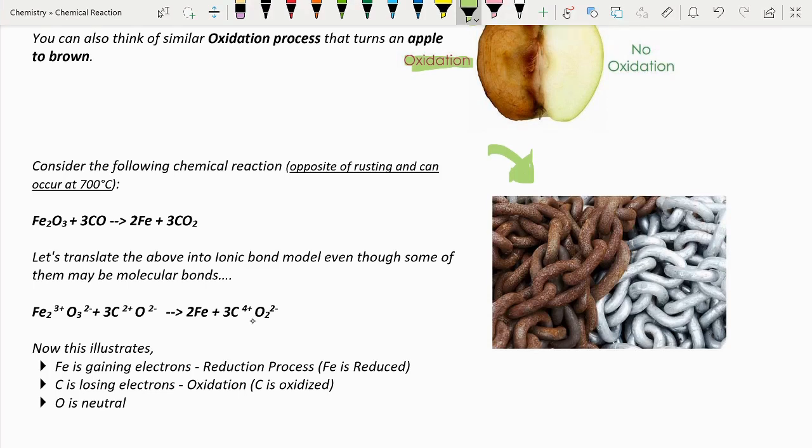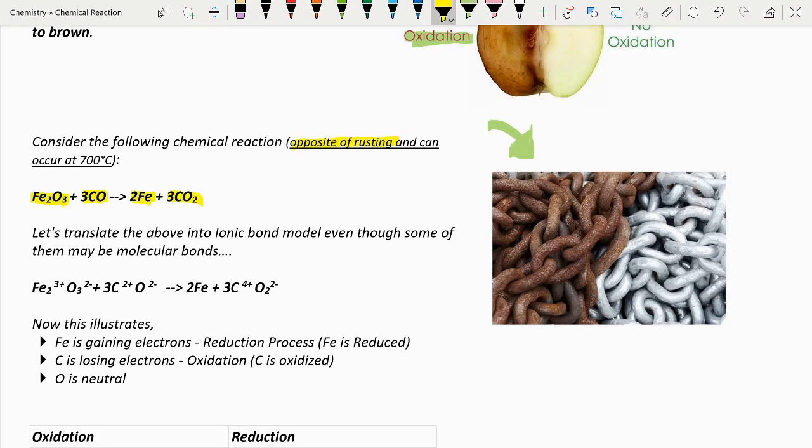Now let's look at the chemical reaction on the left. So this chemical reaction is the opposite of rusting and can occur at 700 degrees Celsius. So we have iron oxide, rusted metal, reacting with carbon monoxide to leave with iron and carbon dioxide. So let's translate the above chemical equation into an ionic bond model.